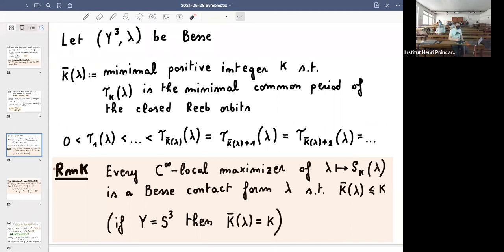So first a remark, which is rather straightforward. It says that if you have a local maximizer of this kth systolic ratio, rho k, then the contact form at the local maximizer is necessarily a Besse contact form. And its k bar is at most k. I don't know if it's equal to k. It is equal to k if the manifold is S3, because if the contact manifold is S3, a Besse S3 is a rational ellipsoid, and things are very explicit.